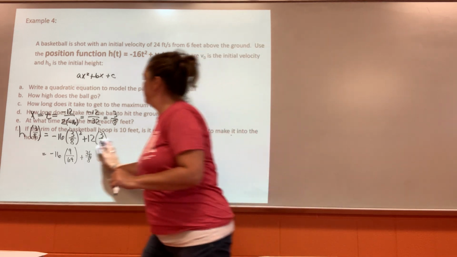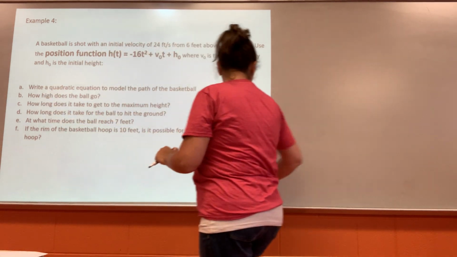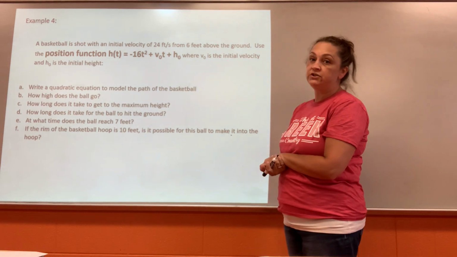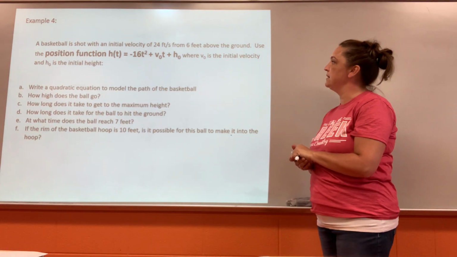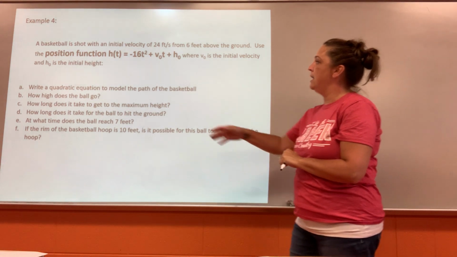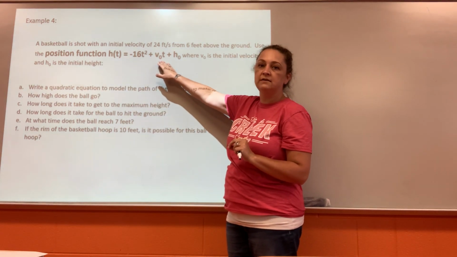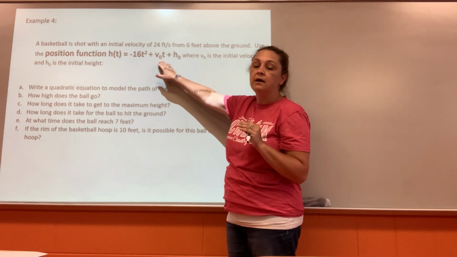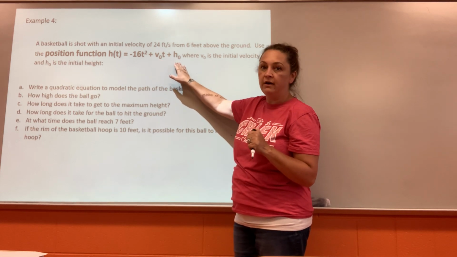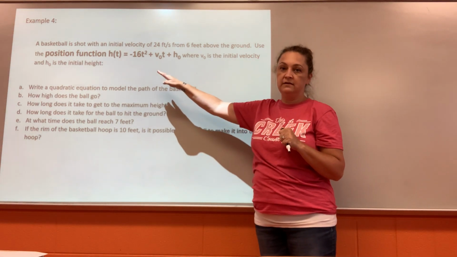This is the majority of the types of problems that you're going to see as it relates to application. A basketball is shot with an initial velocity of 24 feet per second from 6 feet above the ground. Use the position function h of t equals negative 16t squared plus v naught t plus h naught. Naught is kind of like not, N-O-T, but it means the origin, the beginning. V naught is the initial velocity, and h naught is the initial height.